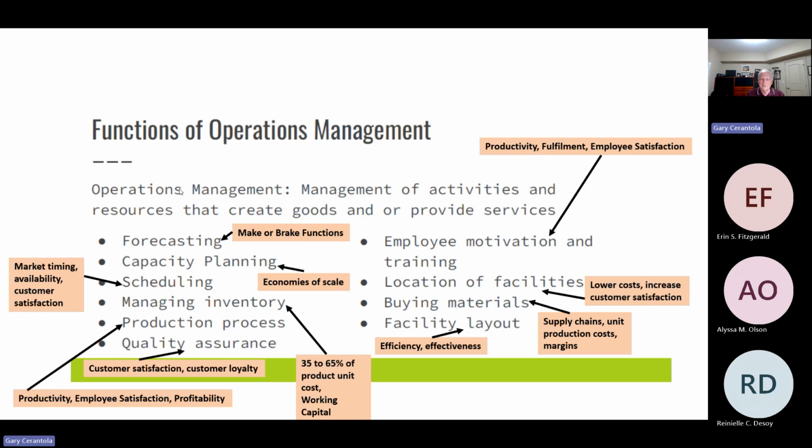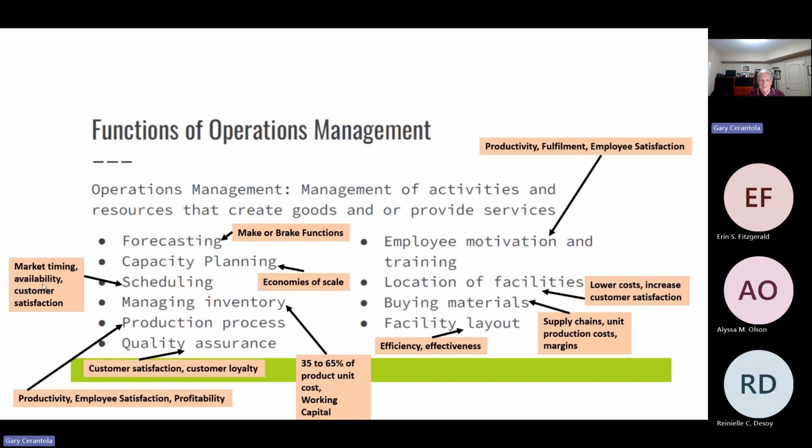So let me get back to the functions of operations management and why they're so key. Forecasting is a make or break function. If you forecast that you're going to sell a whole pile of widgets, and you don't, then all of a sudden you're facing inventory costs that you never anticipated. Or in terms of capacity planning, if you don't have the right capacity, then you're not reaching economies of scale. When you reach economies of scale, you can manage better product unit costs.